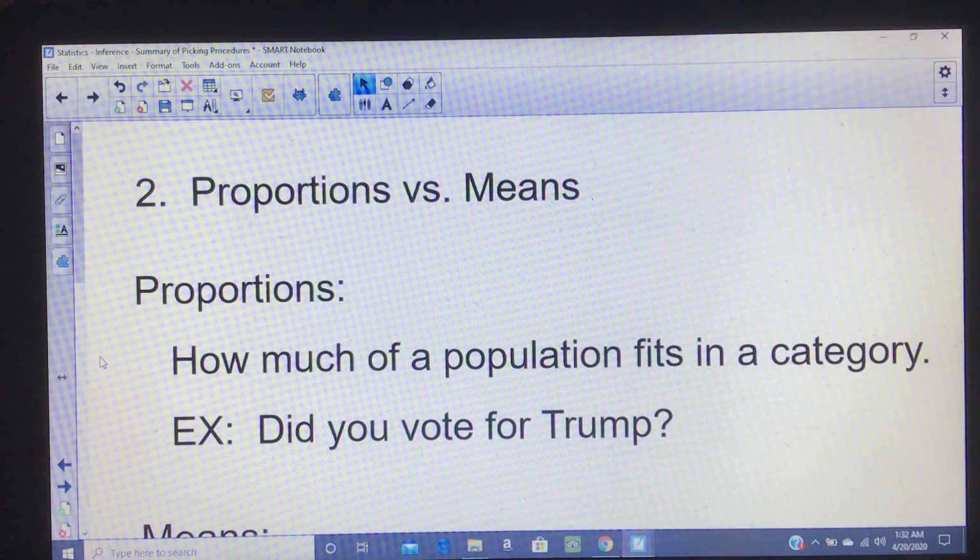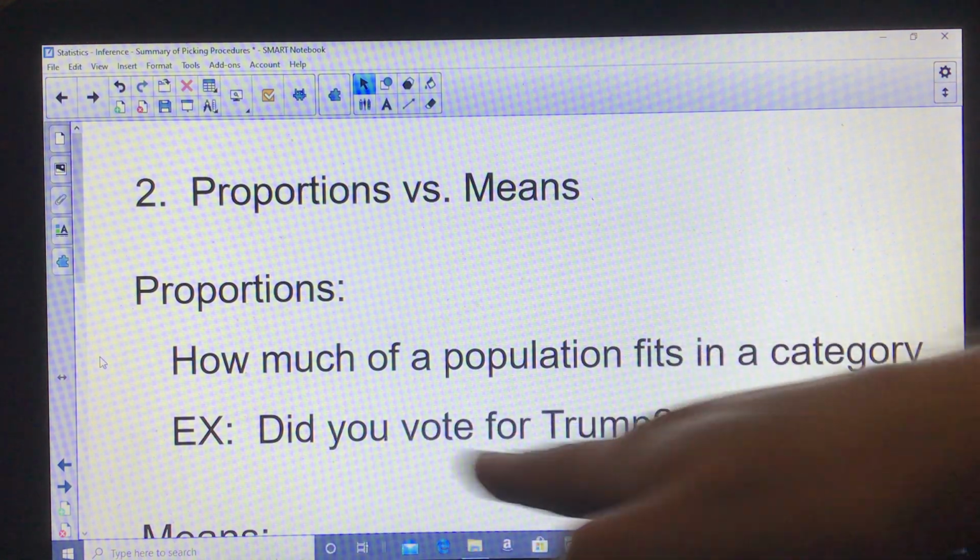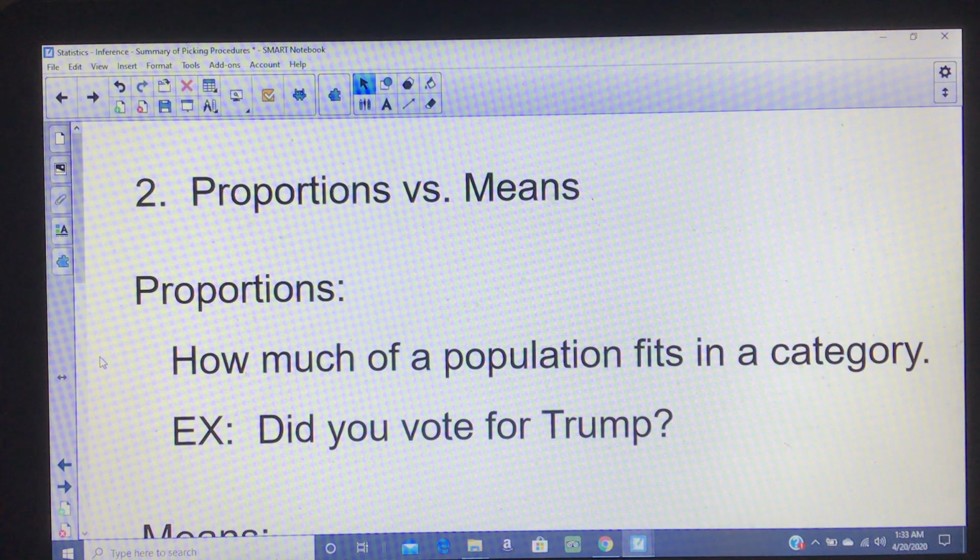The second part, which is probably the most important part, is how to choose between proportions versus means. So proportions are always going to be a categorical question, basically how much of a population fits in a particular category. So I put, easy example, did you vote for Trump? Basically, it's a category. Either you voted for him or you didn't vote for him. So if someone asked this question, you would fall in one of two categories. Either you did or you didn't. Now, most students, if they're not old enough to vote, they couldn't vote anyway. But of people who could vote, or whoever they ask, you do fall into one of two categories.